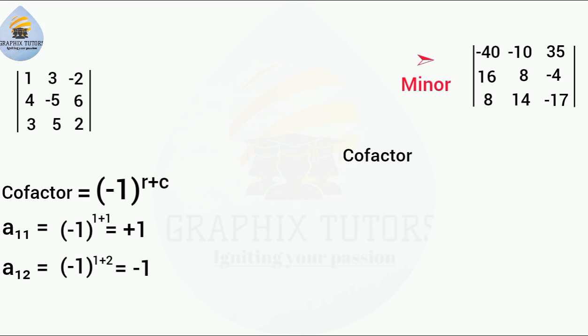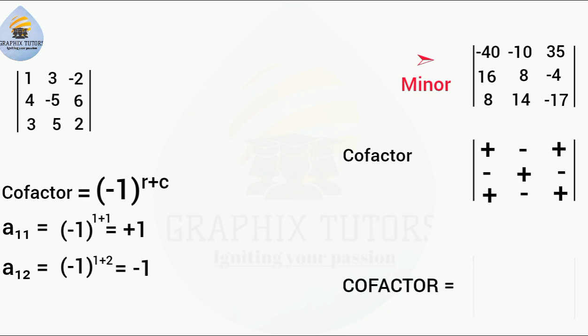So to cut the long story short, to make things easier, when you hear the word cofactor, just put the first element plus, second element minus, third element plus, fourth minus, fifth plus, sixth minus, seventh plus, eighth minus, ninth plus. This is what we call the cofactor. So you multiply each of those signs with what you have as your answer.